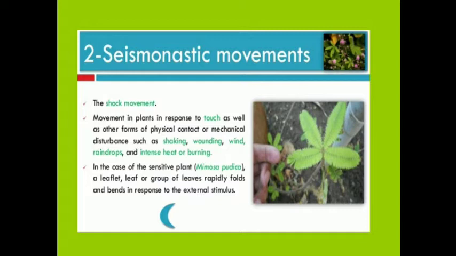Here, the movement in the plant is in response to touch, as well as other forms of physical contact or mechanical disturbances such as shaking, wind, raindrops, and intense heat or even burning. So the movement may take place in response to touch or a physical contact or mechanical disturbance. A very good example for that is Mimosa pudica. This is a very sensitive plant. A leaf or group of leaves rapidly folds and bends in response to the external stimuli.